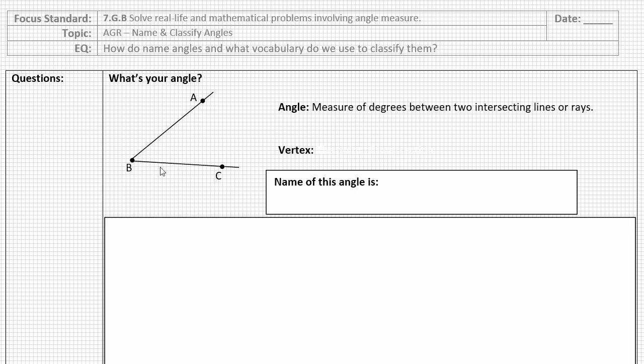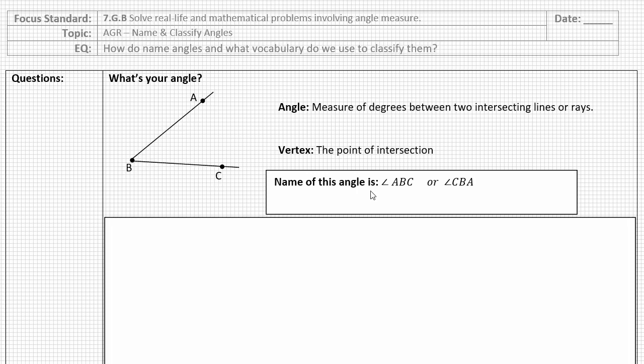Now the vertex is point B on this angle because that is the point of intersection. So it's like the corner or the meeting point of those two lines that create the starting spot for this angle. And how do we name angles? Well, there's a few ways to do it, but when we have points like this, and we're showing all the different points that connect to create this angle, then there's some specific things we have to do.